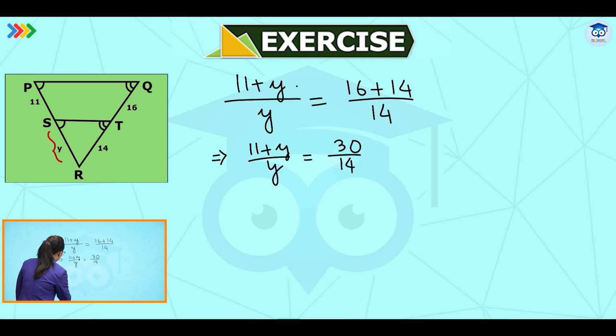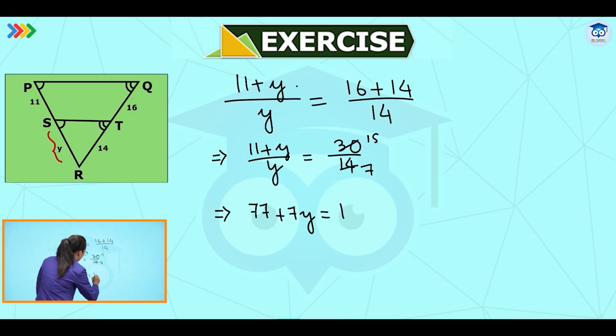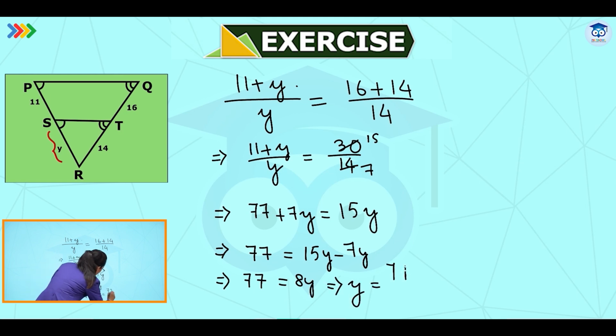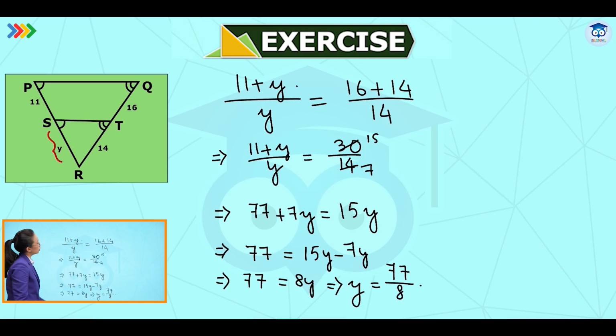So we can cancel it, and this is 15 upon 7. Then cross multiplication: 77 plus 7y is equal to 15y. So 77 is equal to 15y minus 7y, that is 77 is equal to 8y. So the value of y is nothing but 77 upon 8. So this is how we calculate the length by using the similarity criteria.